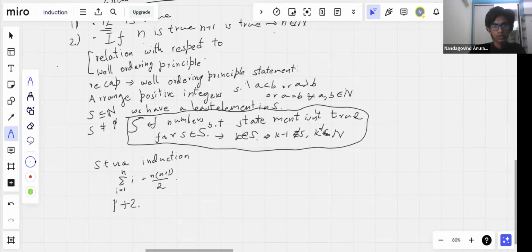So 1 plus 2 dot dot dot until n, if this is equal to s, you have that n plus n minus 1 dot dot dot until 1 is equal to s, which implies that 2s is equal to n times n plus 1. This is because each of these pair up to n plus 1 and there are n such values, which gives s is this. So this is the proof without induction.